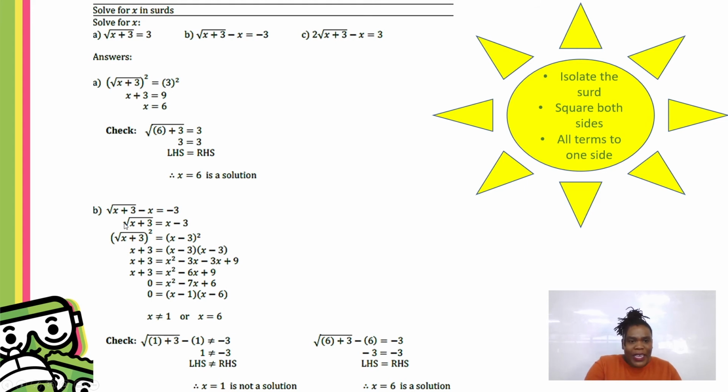If you look at B in this case, it's a bit different to what we have in this first example A, because now in A, our surd was already isolated.